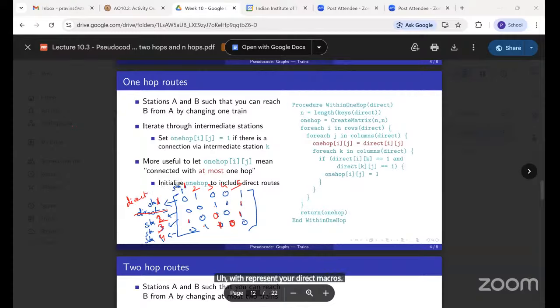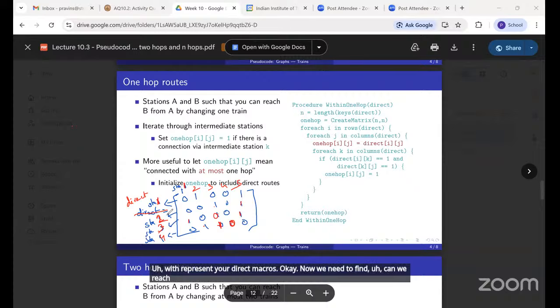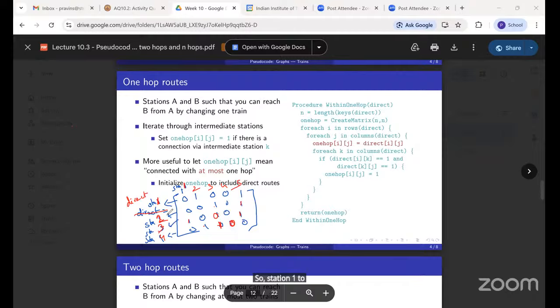Now we need to find, can we reach station 1 to 2 or 1 to 3 through the intermediate station? That is what the one-off matrices is going to do. So as usual, we are declaring a procedure, taking direct matrices as input, whatever the matrix we computed.